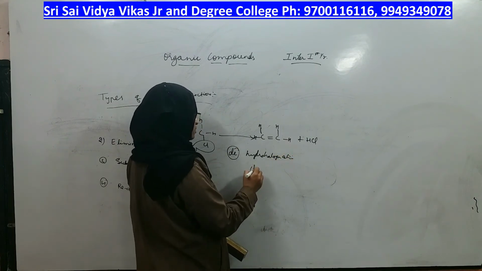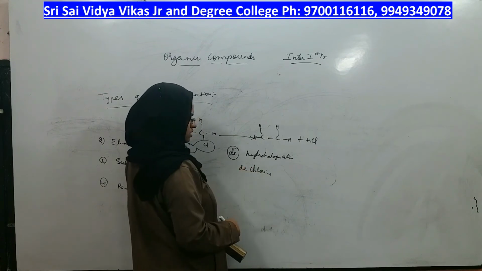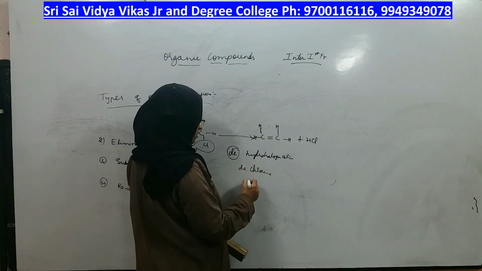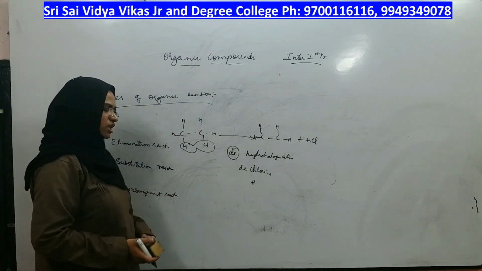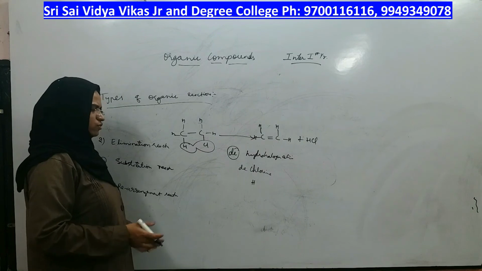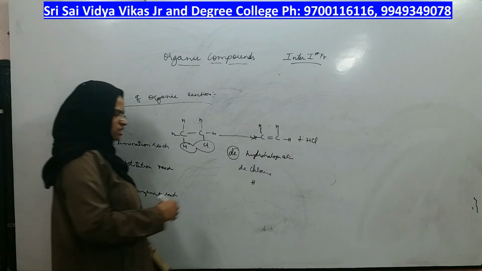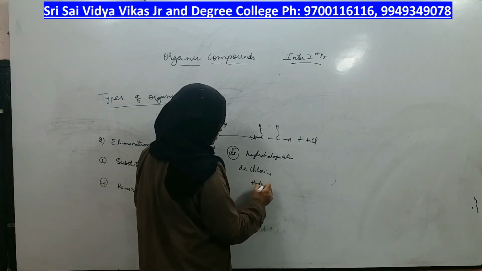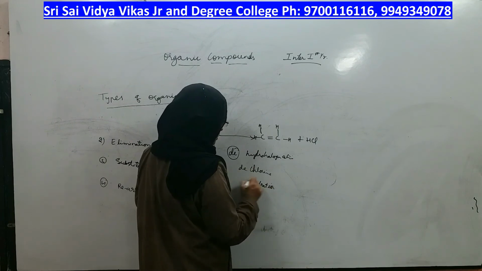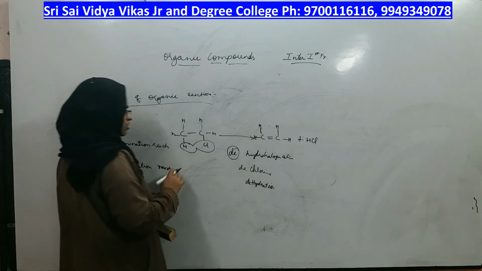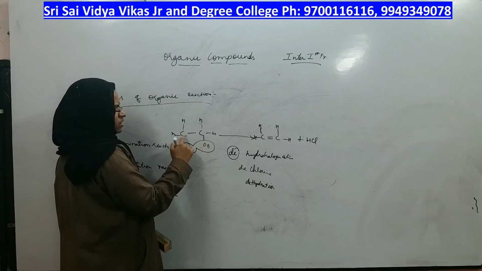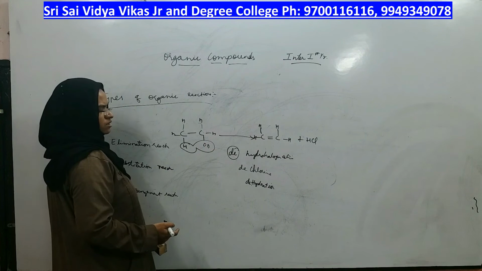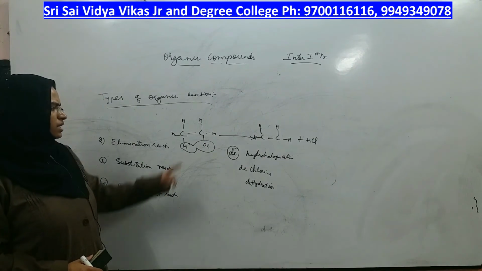Removal will have the prefix 'de'. If I remove chlorine, it means dechlorination. If I remove water, I told addition of water as hydrolysis. It is not hydrolysis, it is hydration. If you add water, it is called hydration. If you remove water, what do you call it? Dehydration, right? How can you remove water? H from one carbon, OH from another carbon. What is the small molecule eliminated? H2O.